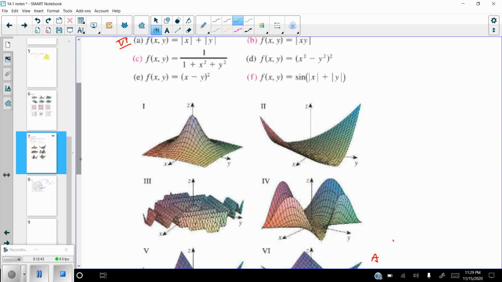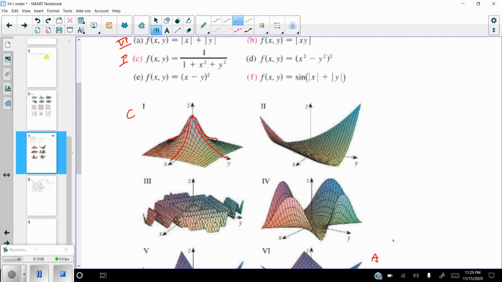So this one has to be 1. I don't see any other possibility for that one. If x and y are 0, you're here. As x and y get really big, this thing flattens out in all directions, whether x is positive or negative or y is positive or negative. It's going to start approaching 0. Okay, that's just kind of a limit idea right there. So I'm pretty sure that has to be C.